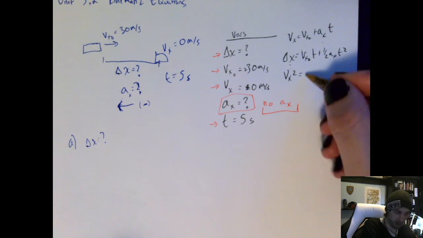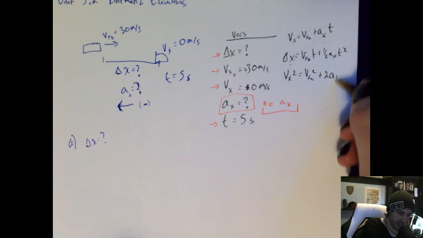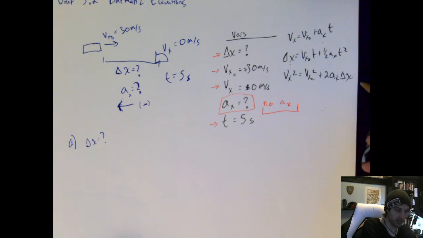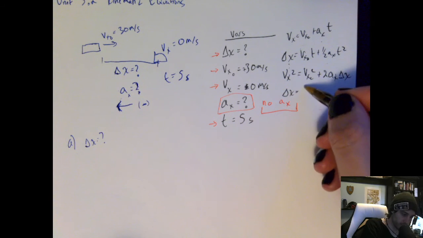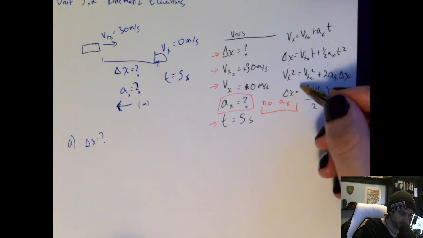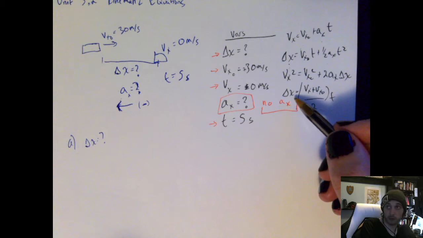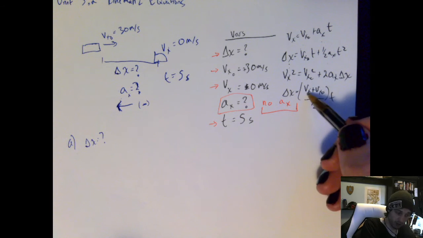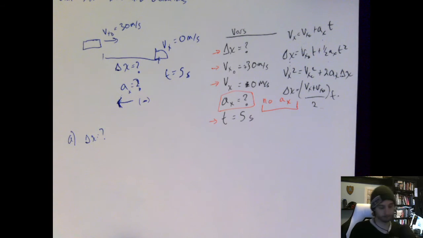Vx squared, okay, good, I know that. Vx naught squared, I know that, plus 2ax, oh, rats, don't know that, probably shouldn't use that one, times delta x, the thing we're looking for. So if I knew ax, I could use this one. And last up, we've got delta x equals Vx plus Vx naught over 2 times t. I know I want delta x, and it's already solved for, so that's great. I know Vx, I know Vx naught, I know t. This one's good to go.